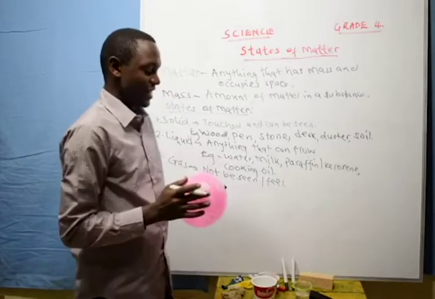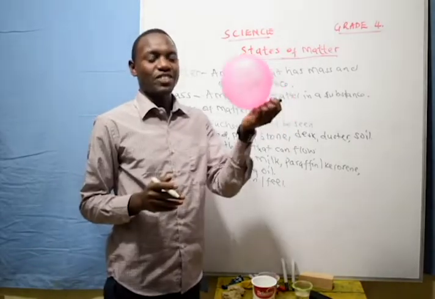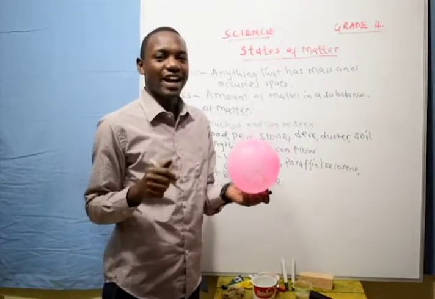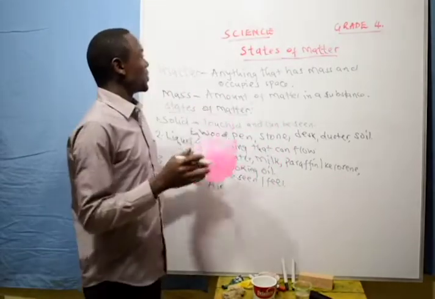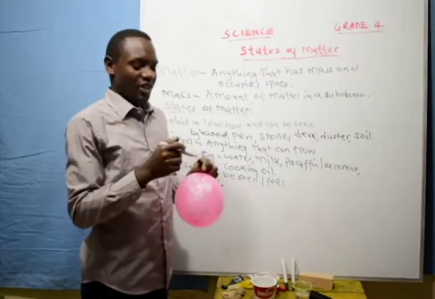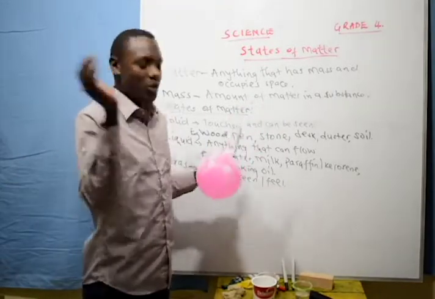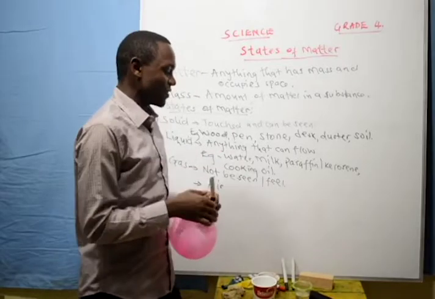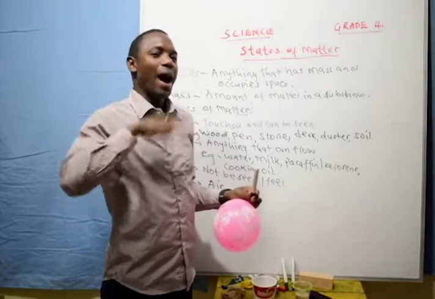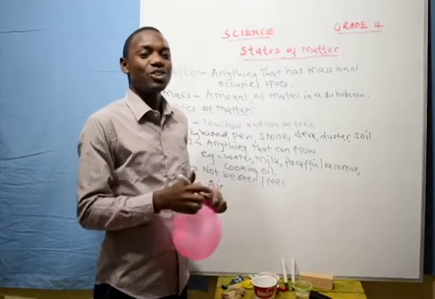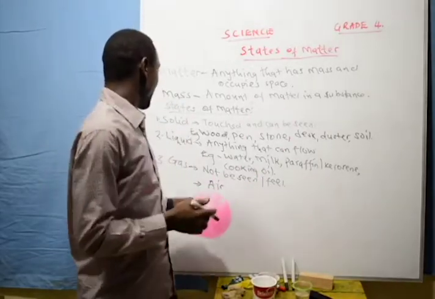Air is a gas. Inside this balloon you don't say there's nothing. That nothing is what we call air. Air is a state of matter. We say anything that is around you. For example, when there is a lot of wind, you feel air. Or even when you wave yourself with your hand, you'll feel air around you. You don't say there's nothing around you. So air is a gas.